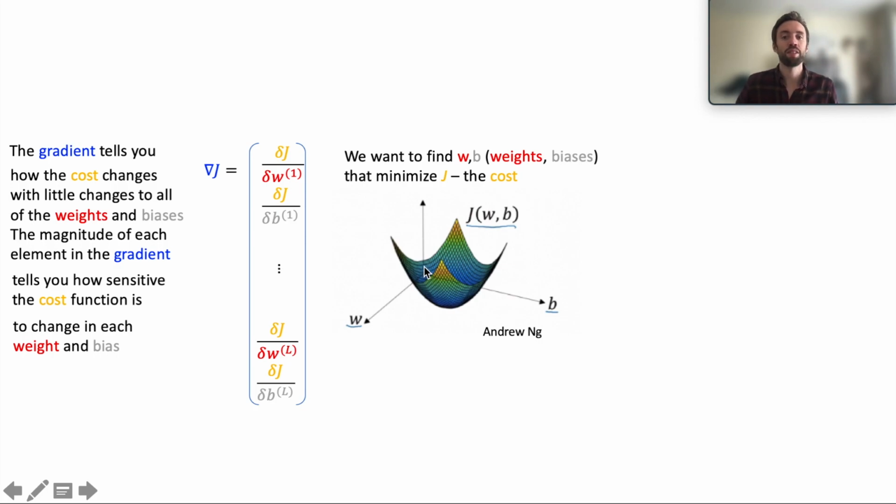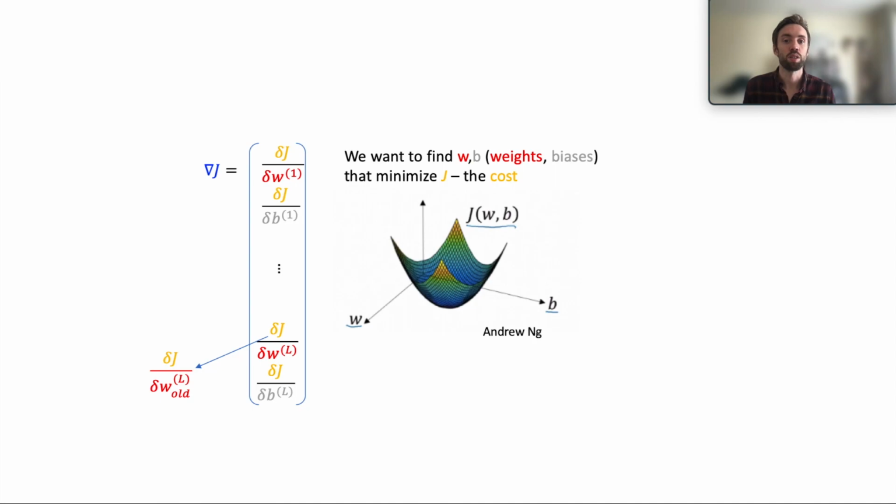So imagine we have a system with just one weight and one bias. We want to move around and change our weights and our biases bit by bit so that we start to move down this cost function towards the minimum point in the valley. And this will correspond to our network being as close as possible to the target.